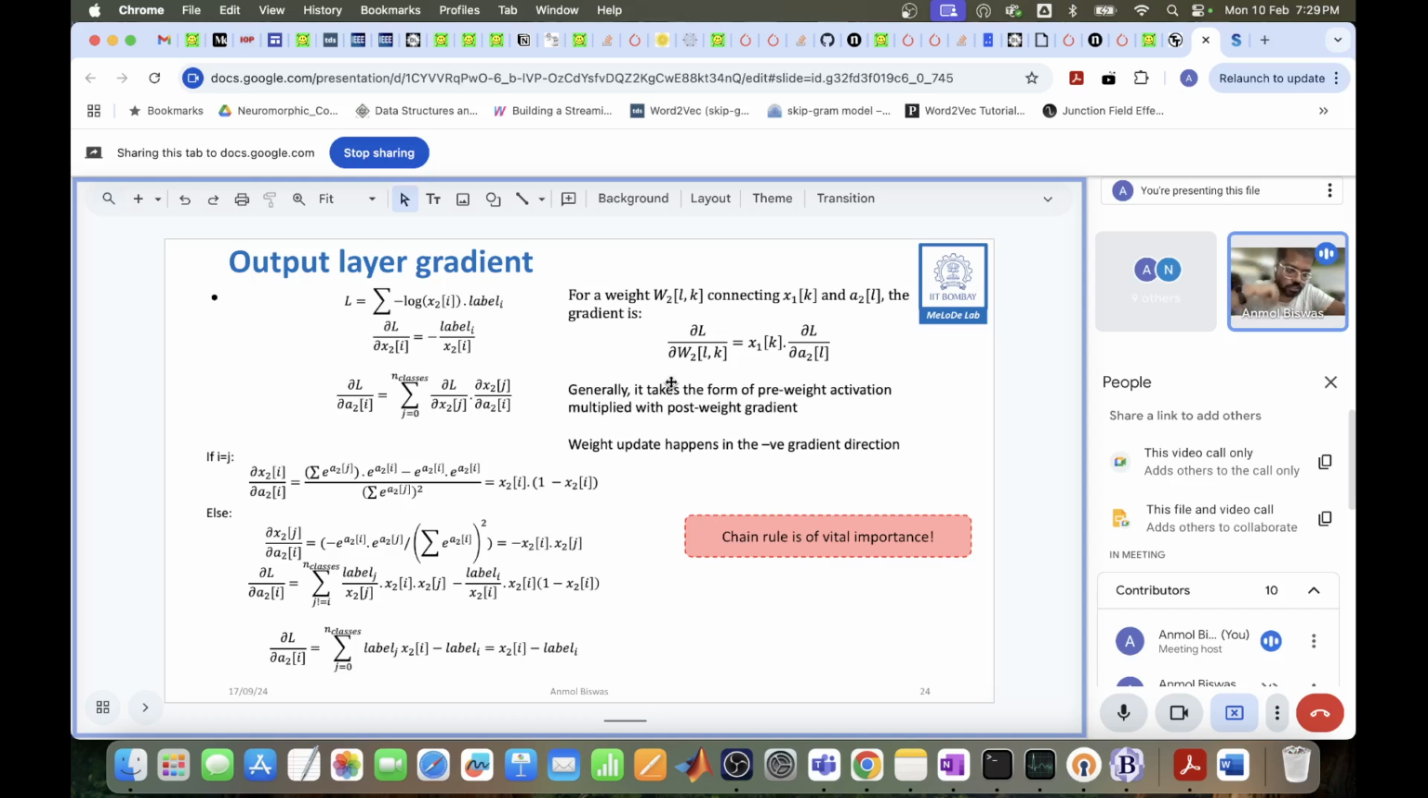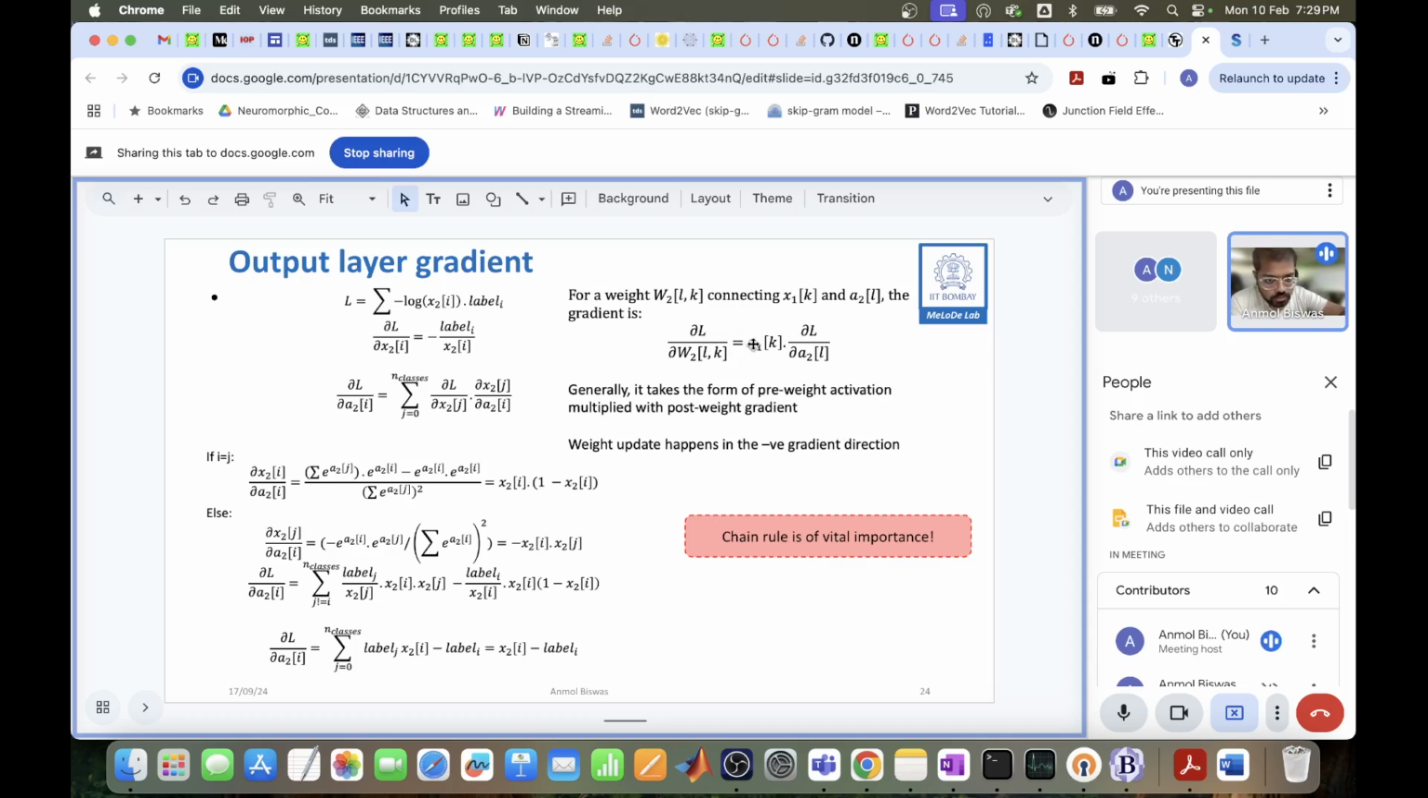Because essentially the function that you're applying is linear. Matrix multiplication, matrix-vector products, are linear transformations. So when you take the gradient of the loss with respect to W2, it's nothing but the product of x1 of k and the gradient of a2 of l. And this takes a very general form that you can describe as a product of pre-weight activations and post-weight gradient.